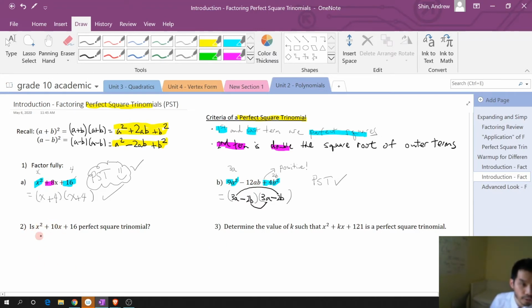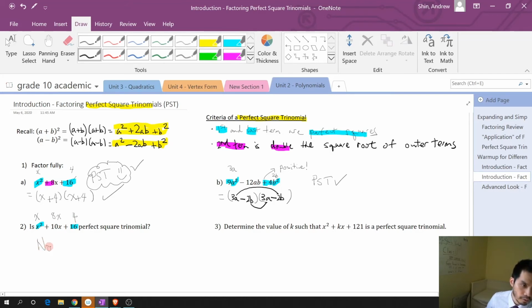Question number 2 is asking us if x squared plus 10x plus 16 is a perfect square trinomial. Well, let's take a look at this part. That's a perfect square. This is a perfect square. Now let's see if the middle term satisfies the condition of a perfect square trinomial. We take the square root of the first term, which is x, and the square root of the last term, which is 16, which is 4. Multiply them together, which is going to be 4x, and then double it, which should be 8x. They have 10x. We need 8x for it to be a perfect square trinomial. So this is not a perfect square trinomial, because it's not double the product of the square roots of the outside terms.